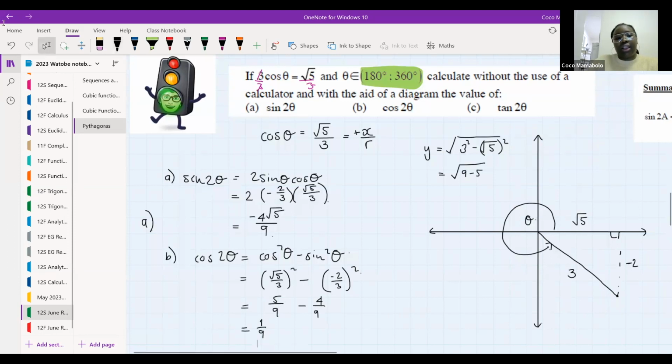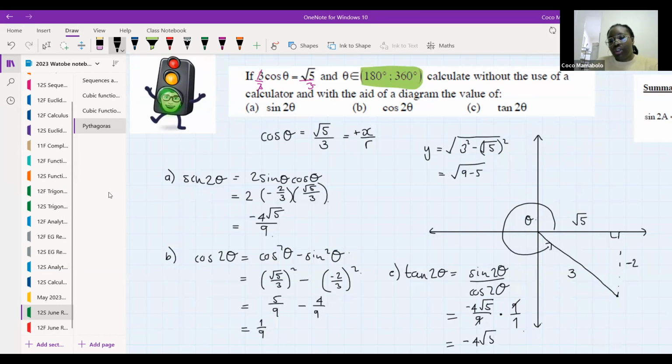All right. Then again, in order to find tan of 2 theta, I'm just going to take sine 2 theta over cos 2 theta. So tan of 2 theta is equal to sine 2 theta over cos 2 theta. And this is equal to -4 √5 over 9 multiplied by 9 over 1. I'm just going to go ahead and multiply, so that will cancel. And my final answer will be -4 √5.